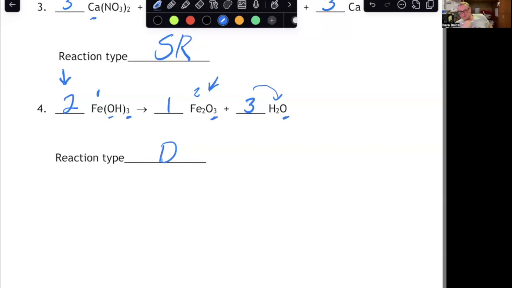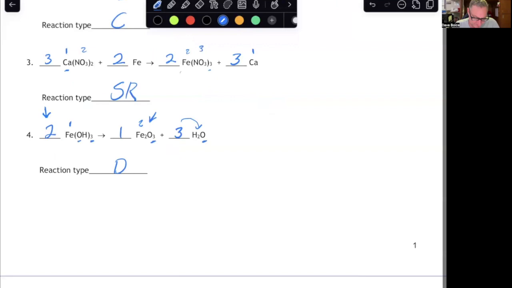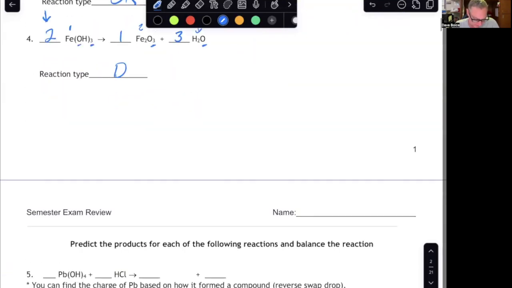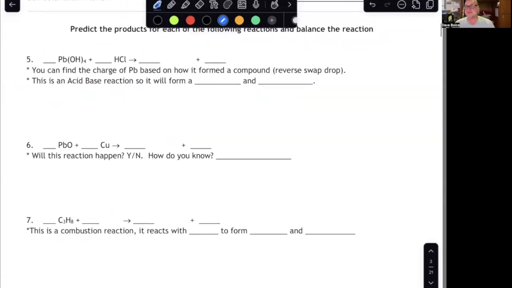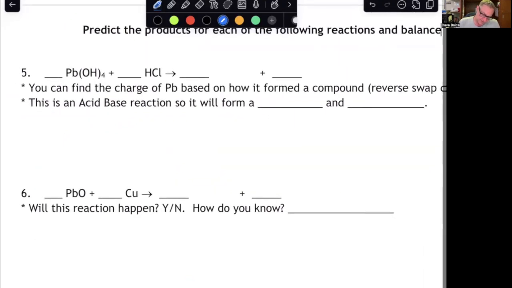So this is a good time to point out, if you're going through and doing these and you put the wrong number down and you get frustrated and your balance isn't happening, the best thing to do is just cross it out and start over. Don't try and fix a bad balance. Just start all over. Okay, now what we're going to do is we're going to start predicting our own reactants.